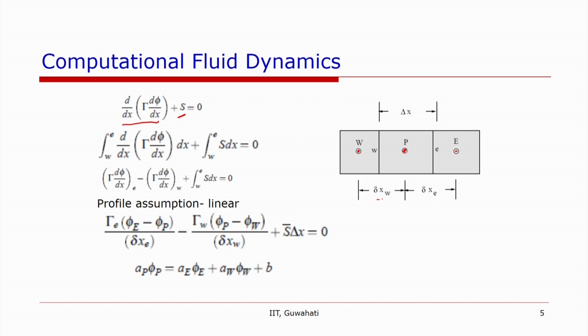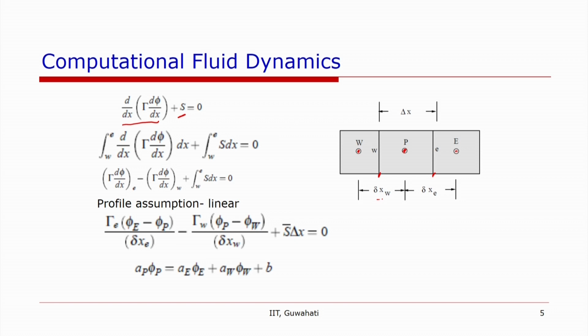Now let us integrate this equation d by dx, and when we integrate it and put the limits from west to east, then we can put it in this form after substituting the limits: gamma d phi by dx at e minus gamma d phi by dx at w plus the integral from w to e of S dx.